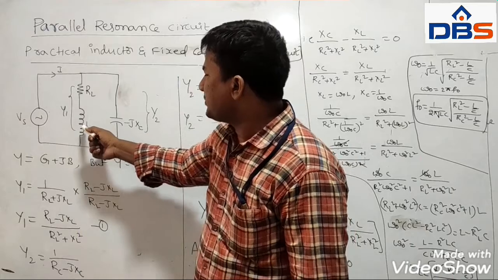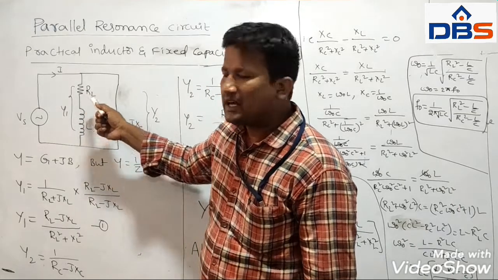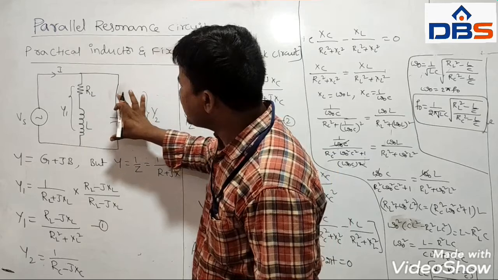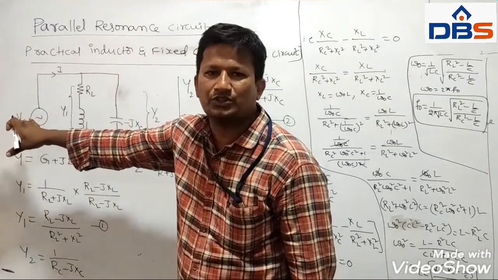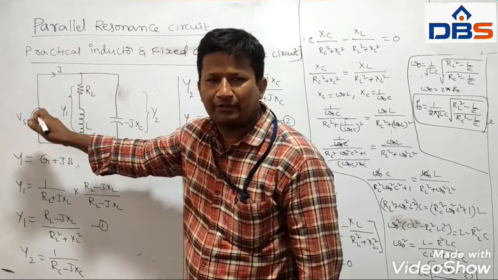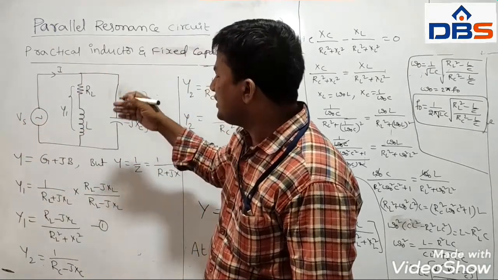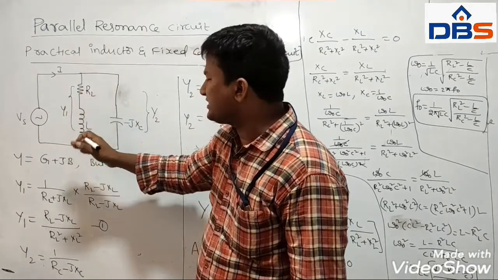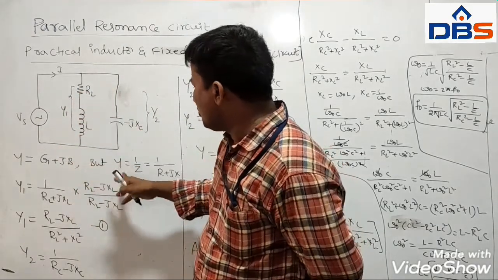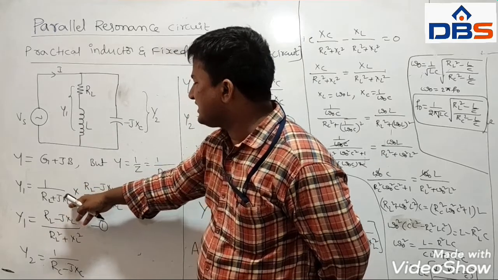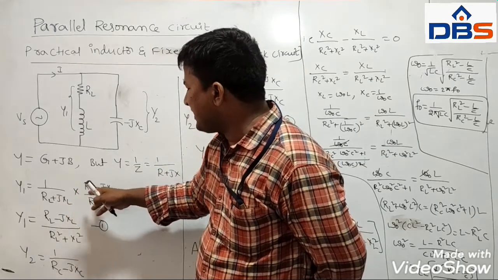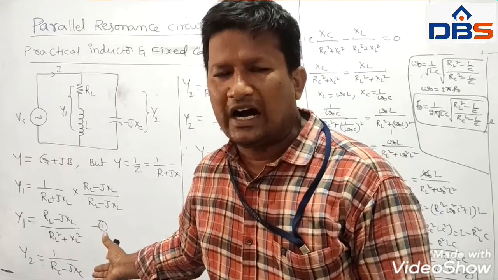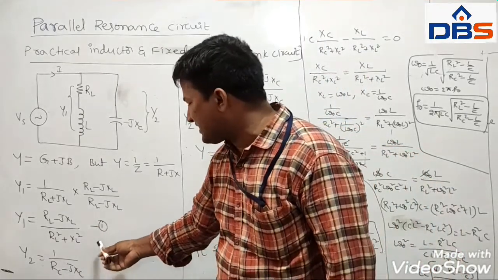A practical inductor means a pure inductor in series with a resistor, and a fixed capacitor is only a capacitor. This combination is connected in parallel to the voltage source with a supply frequency of F. Now calculate the individual admittance parameters separately for each branch. Y1 is equal to 1 by (RL plus JXL); rationalizing, multiply by (RL minus JXL) over (RL minus JXL). Therefore Y1 is equal to (RL minus JXL) by (RL square plus XL square).